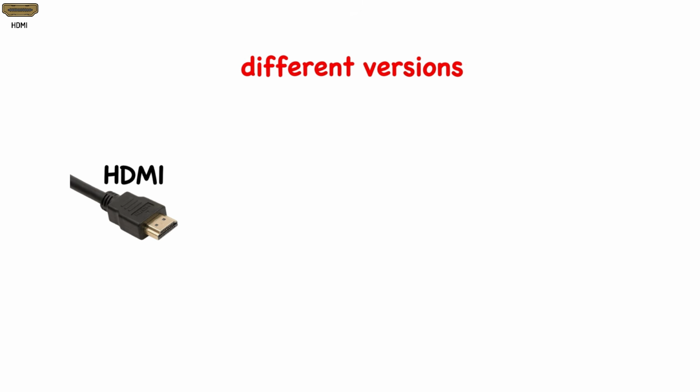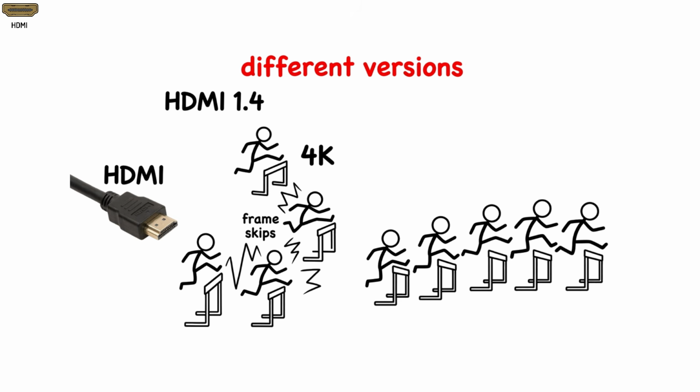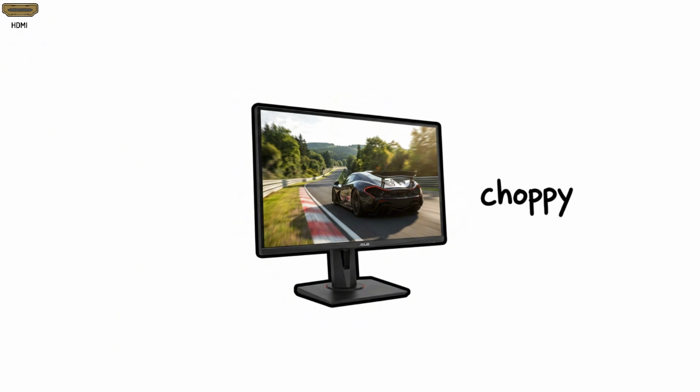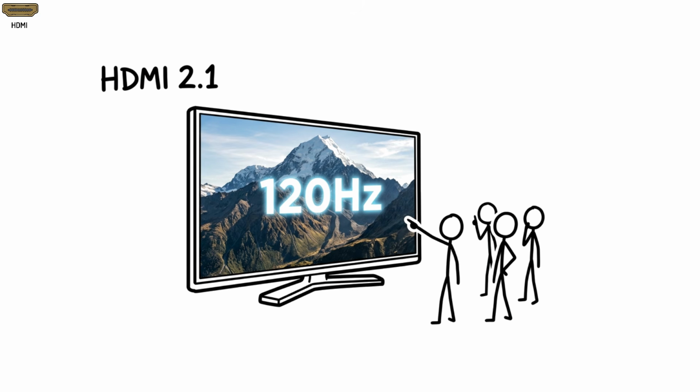HDMI has different versions, and the version matters. HDMI 1.4 supports 4K, but only at 30 frames per second. Fast motion still looks choppy. HDMI 2.0 pushed 4K to 60 frames per second and added HDR support for better contrast between bright and dark areas. And HDMI 2.1 took a big leap.